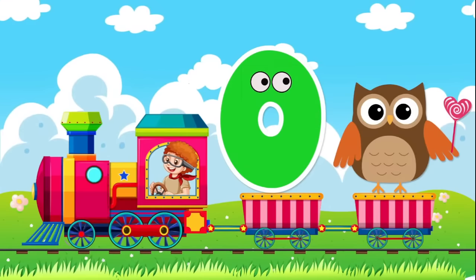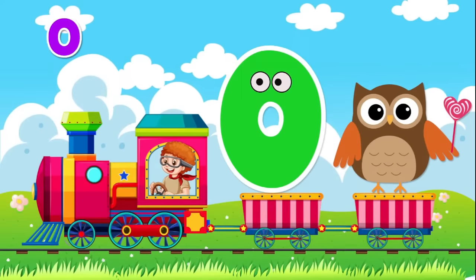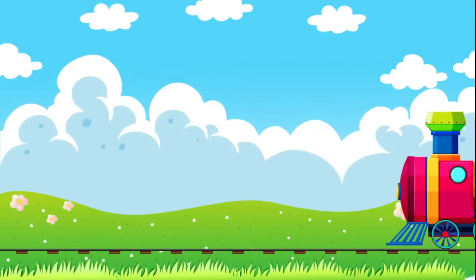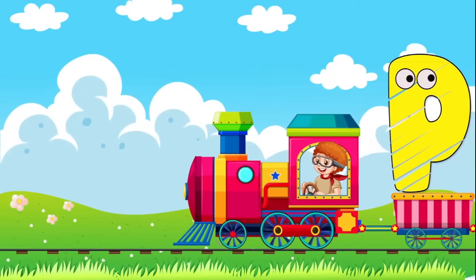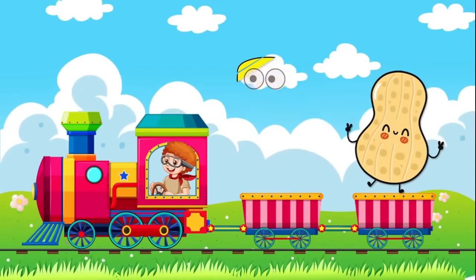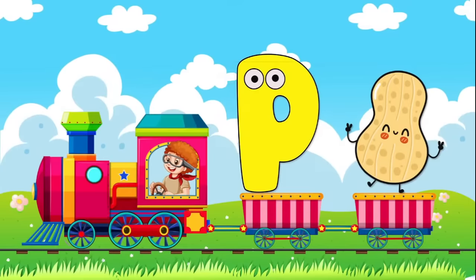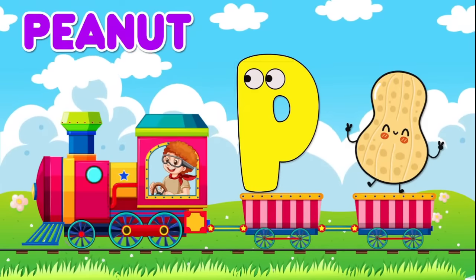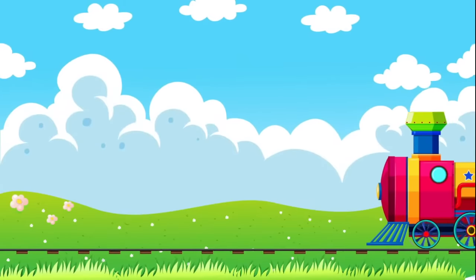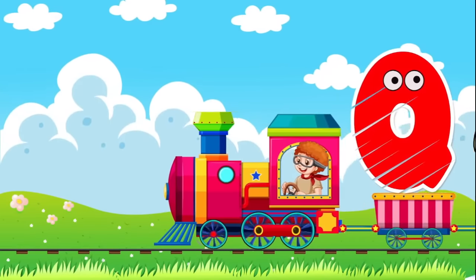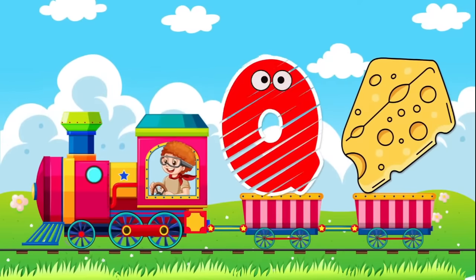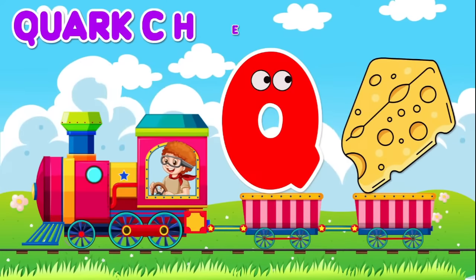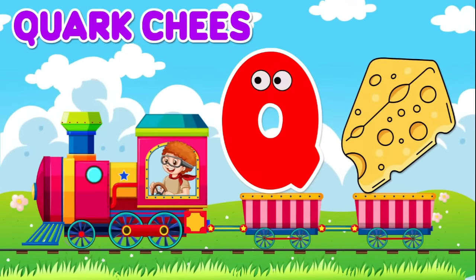Letter O. O says owl. Letter P. P says peanut. Letter Q. Q says quark cheese.